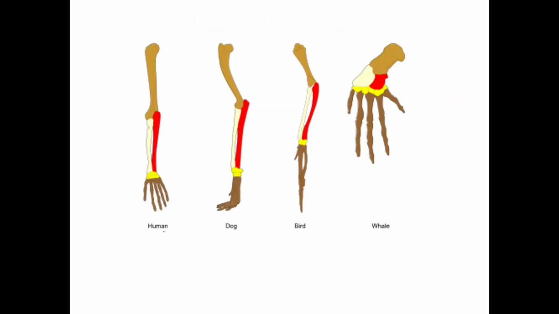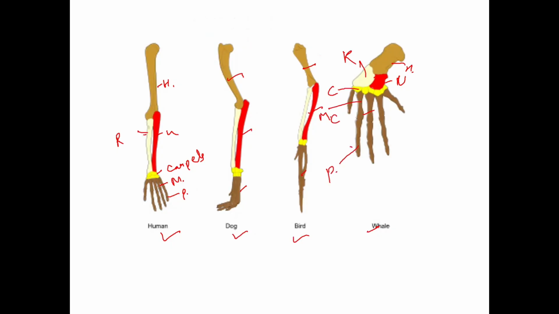Let's see, it's the hand of a human, dog, bird, whale. Same in origin, it is humerus, right? This is radius, ulna. This is carpals, then metacarpals, then phalanges finally. The same arrangement is there in this one: humerus, radius, ulna, carpals, metacarpals, and finally phalanges. So these have the same general basic structure but differ in function.